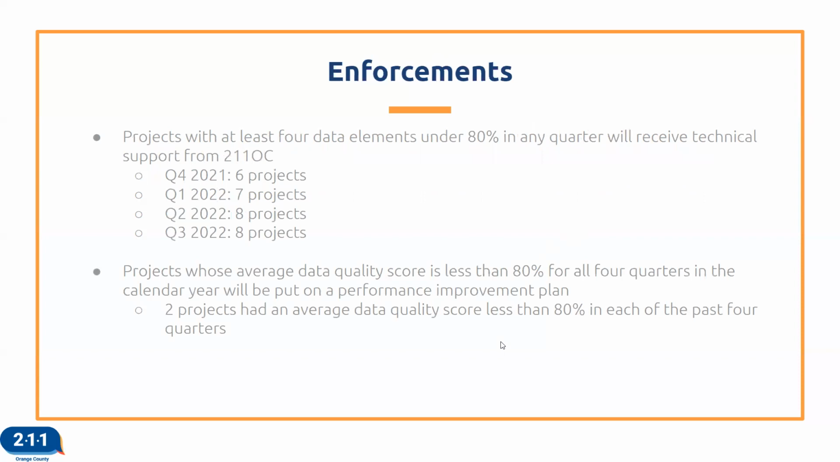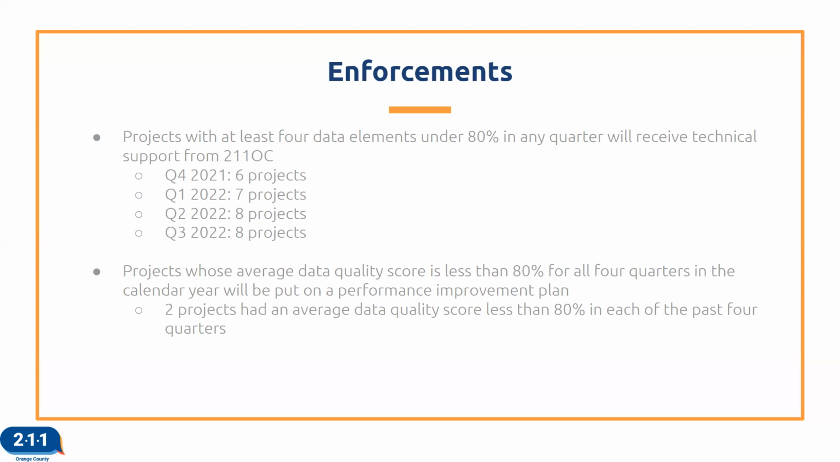And then enforcement. So this is meant to allow us to focus on the agencies or the projects that need the most support with their data quality. It's not really meant to be punishing or anything like that. It's just that, since there are so many projects, about 400, we have to have a way to prioritize projects to improve their data quality. So that's where this section comes in.